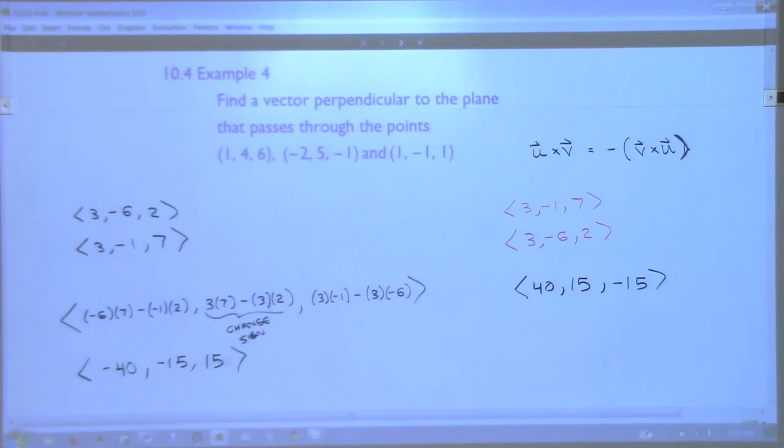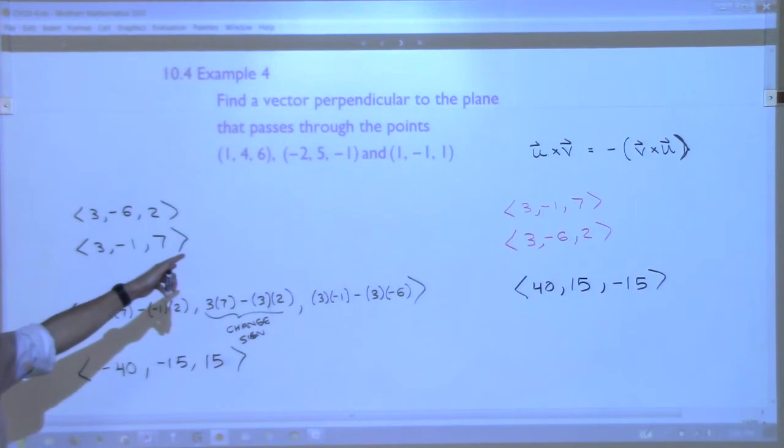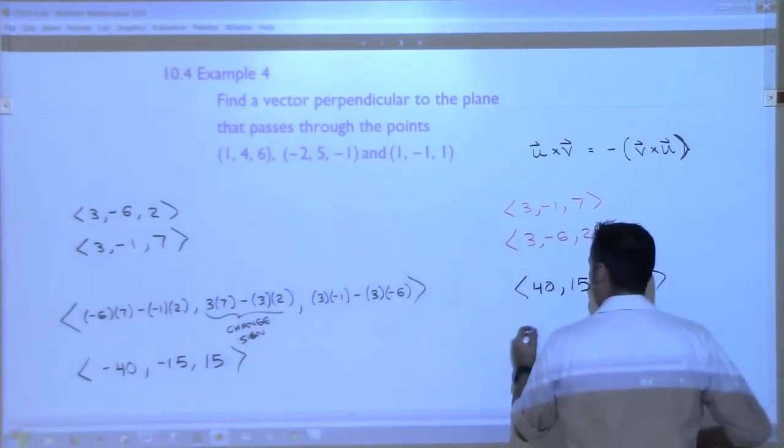Because you're saying find a vector that's perpendicular to both. Agreed? So you could even go further. Would this answer work?